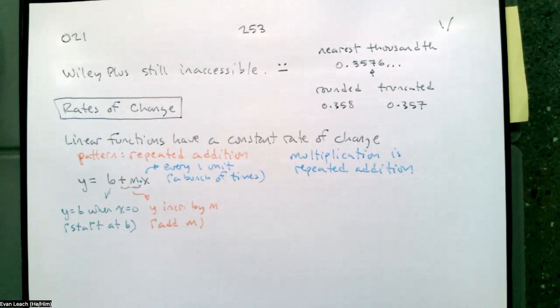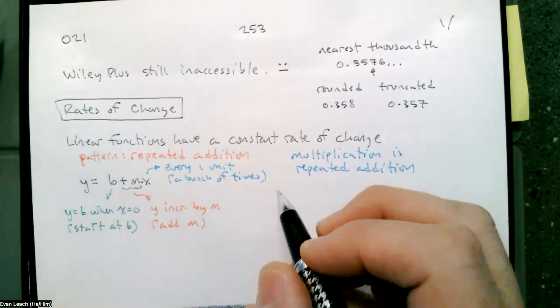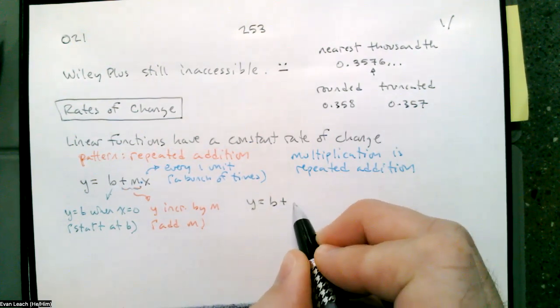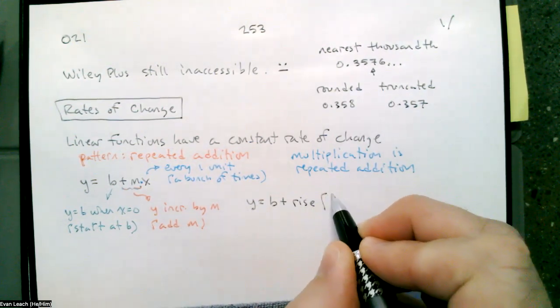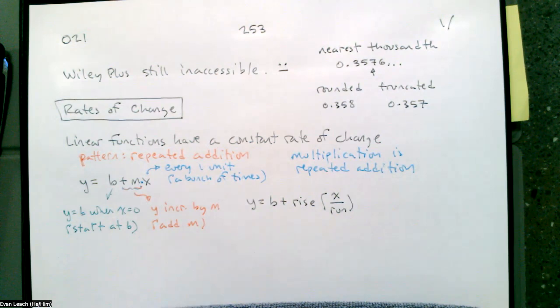Now, this is the form where it says start at b and add m every 1 unit, but we know that the slope is usually a summary of rise over run. So a lot of times instead, we'll see something like y is equal to b, add the rise every run unit. I know that this is not how we normally write linear functions. It would be weird if you started writing linear functions this way, but this is how we can think of linear functions.